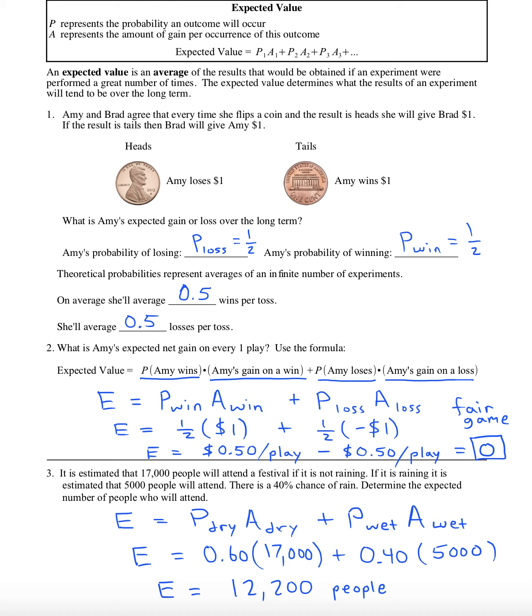This is an average over the long term. If an infinite number of festivals were held under these same conditions, where there was a 40% chance of rain, then if we were to add up all the results and find out how many people on average showed up to these festivals, it would be 12,200 people. So it doesn't necessarily tell us how many people are going to show up to the next festival. That could vary quite highly. It tells us the average over the long term.